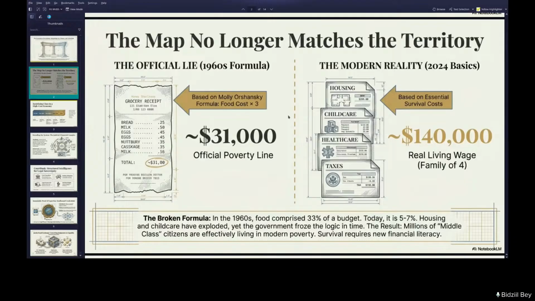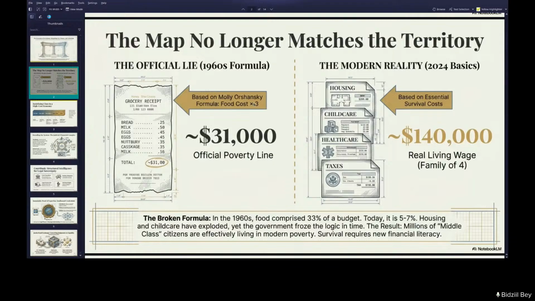and often mandatory share. And the government never updated the categories of essential spending. They never added housing or healthcare or childcare as key inputs. Instead, they just froze the core assumptions in time and adjusted the original $3,000 poverty line figure for inflation every year. And that's how we get the current number of around $31,000 today. It's an antique formula updated by a modern multiplier.